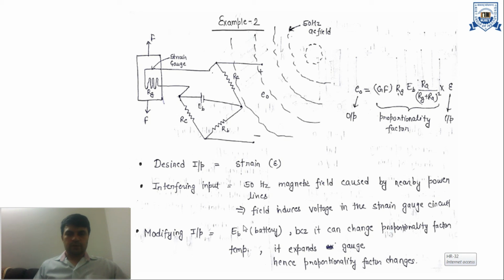So as we increase the battery level, the effect of this 50 Hz AC field reduces, as also shown by the figure, because E0 is directly proportional to EB. EB can change proportionally with our strain. Okay, so here is another example of desired input, interfering input and modifying input.